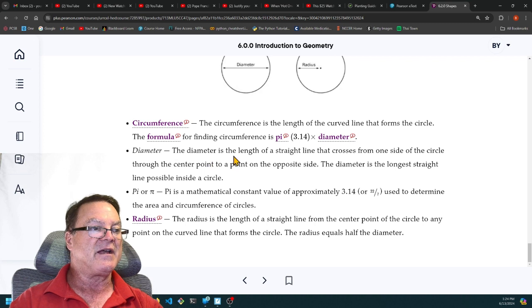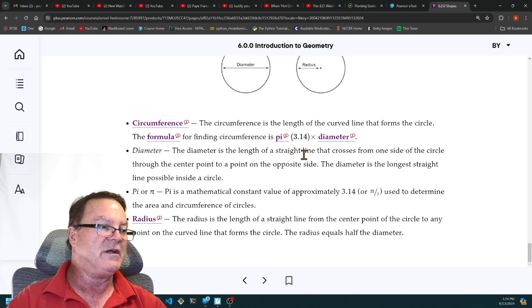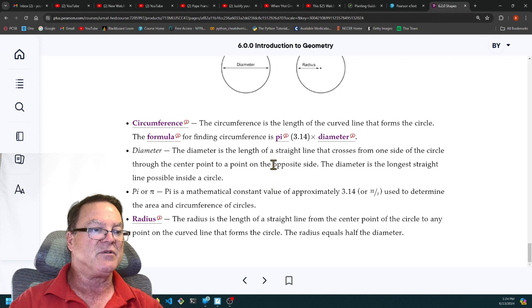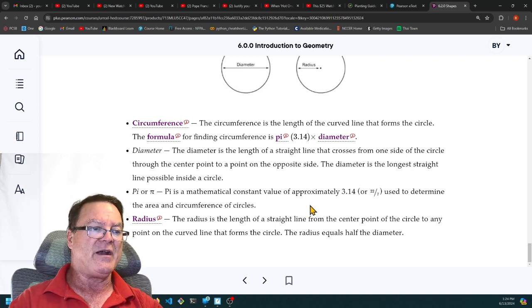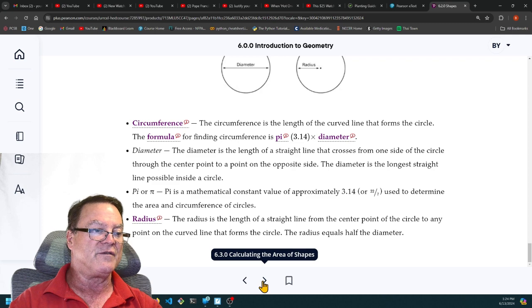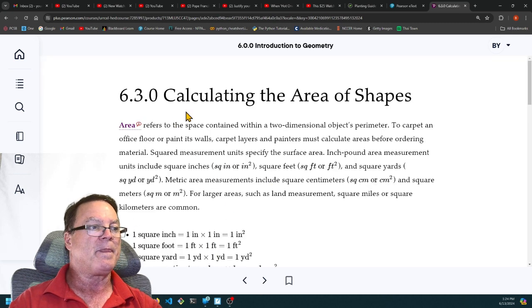The diameter is the length of a line that cuts across from one side of the circle through the center point to the opposite side of the circle. Diameter is the longest straight line possible inside of a circle. Pi is a mathematical constant value of approximately 3.14. It's very close to 22 sevenths. It's used to determine the circumference of a circle. And then the radius is just half of the diameter. Radius is the length of a straight line from the center point of the circle to any point on the curved line that forms the circle.